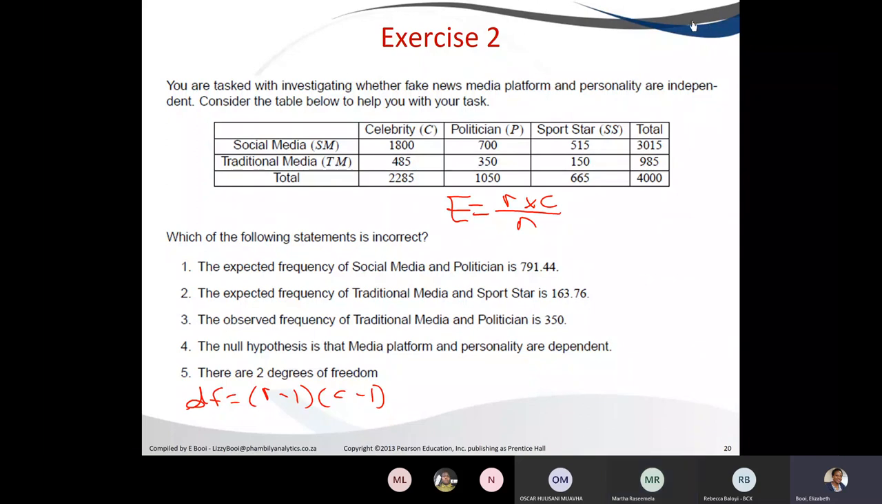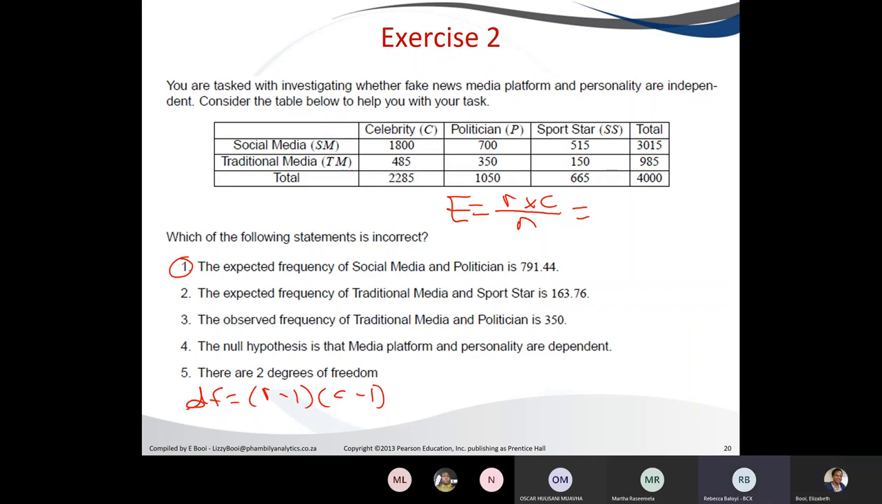Okay, so let's start with this one. There are five questions. Sam, you are excused from answering this question. Who wants to do number one? The expected frequency for social media and politician. Let's give the ladies first. Since I can't see who's speaking, who wants to go? It was Rebecca. So Rebecca, number one.